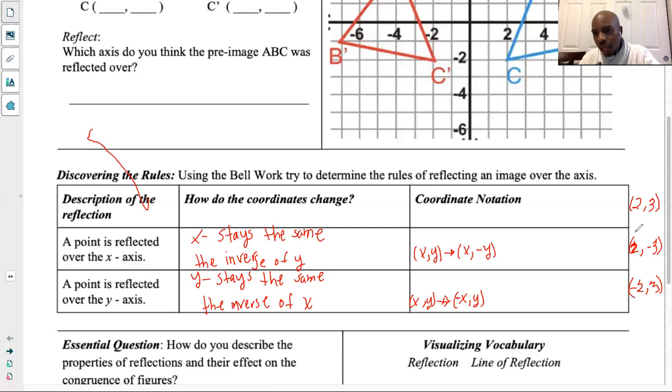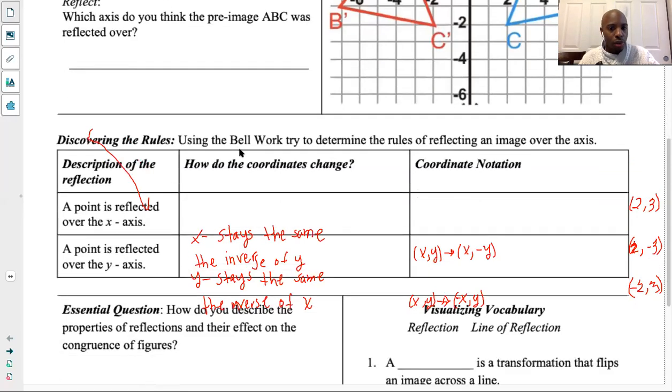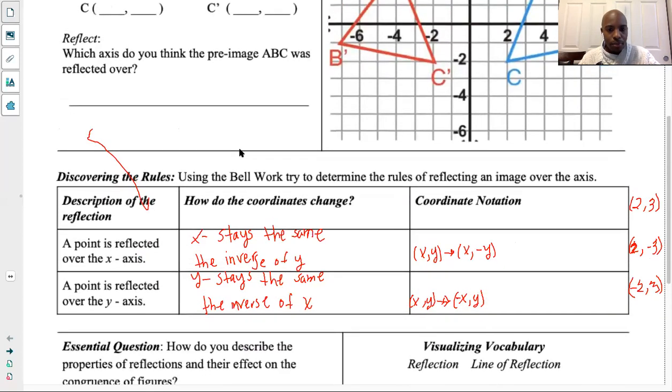So this is what it looks like when it's reflected over the x, and this is what it looks like when it's reflected over the y. Notice when it was reflected over the x, the x didn't change. The y did. When it was reflected over the y, the x changed, but the y did not. So that's important. We're talking about lines of reflection, the rule of reflection. If you haven't copied that down, take a second to copy it down.